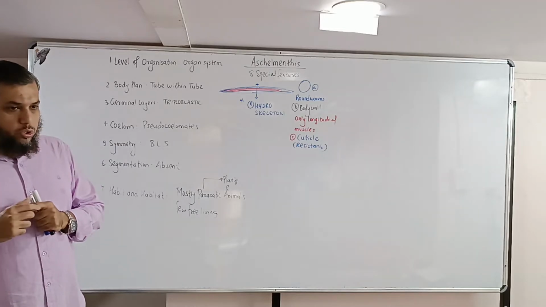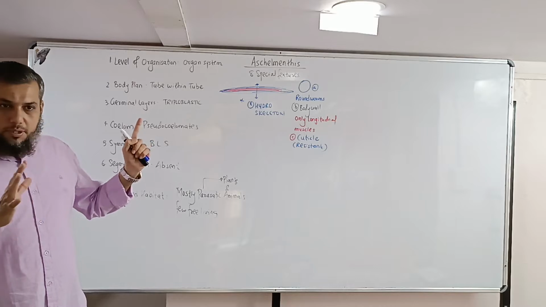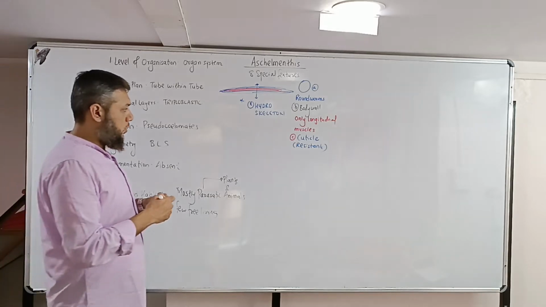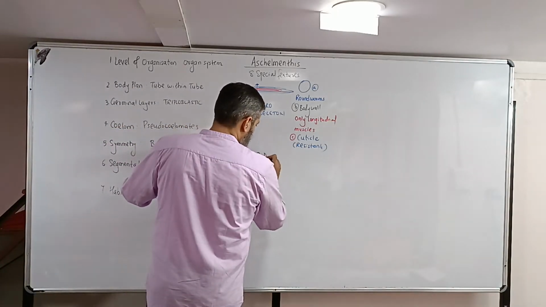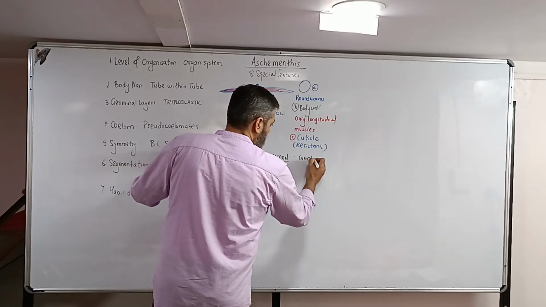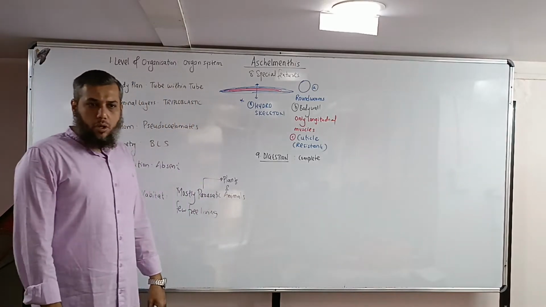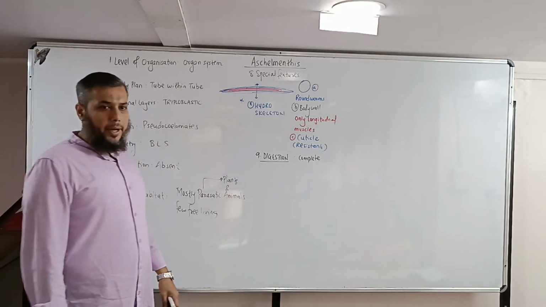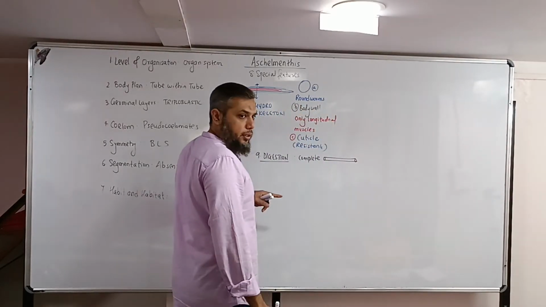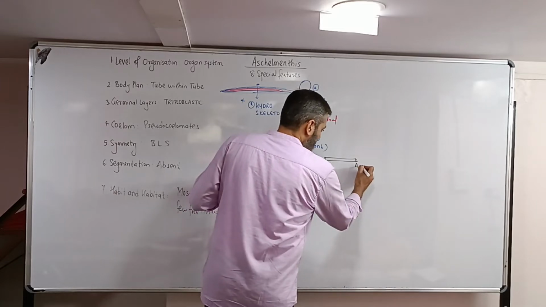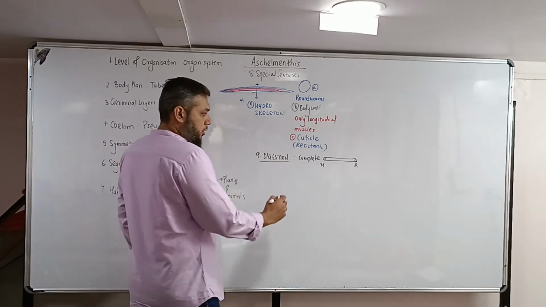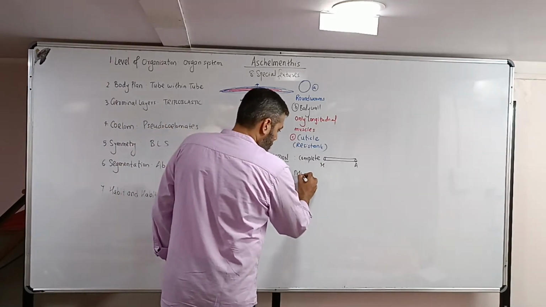Shall we continue? Samjha na? Special features and so on. Okay. What is the next system we talk about, kids? We talk about digestion. The digestive system is complete. What do you mean by complete digestive system? It means that the alimentary canal is complete. It shows the presence of a mouth as well as an anus. Okay? And the mouth opens into a muscular pharynx.